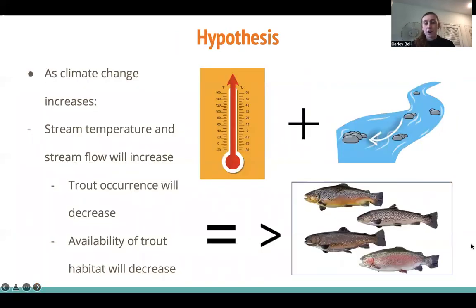The researchers from all of the studies that I've read all have the same hypothesis, that as climate change increases, the availability of trout habitat and thus the occurrence of trout will decrease. This is because as climate change increases, stream temperature and stream flow will increase. So they think that these things that increase as climate change increases will decrease trout and trout habitat. And so here's just a little figure of increase in temperature plus higher flow regime equals less trout.